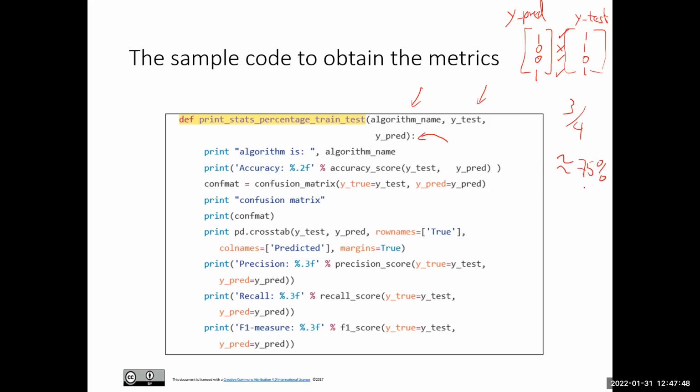Okay, and so basically, given this Y test and Y pred, we can calculate accuracy score. Notice that accuracy score takes Y test and Y pred. We can calculate the confusion matrix, which also takes Y test and Y pred. We can calculate the precision score, the recall score, and the F1 score. And they're basically all the same. They take the same data. Questions? Pretty easy, right? Pretty straightforward.